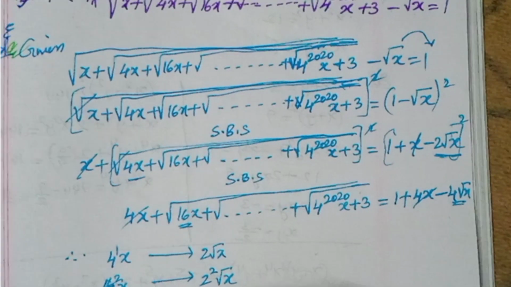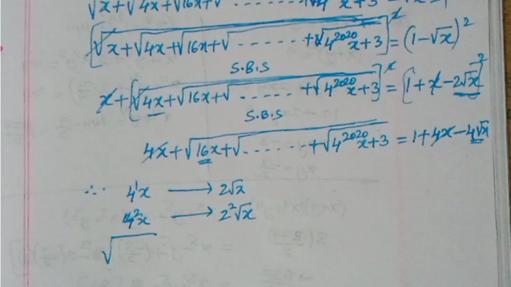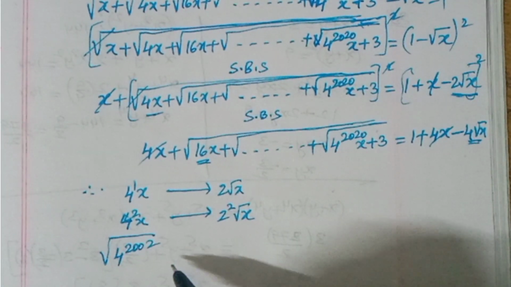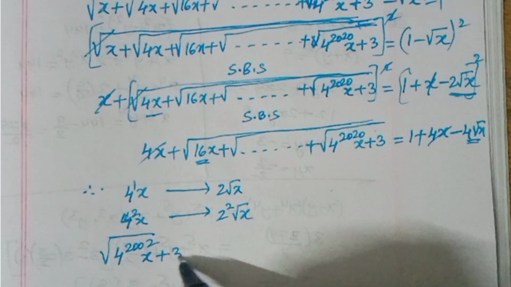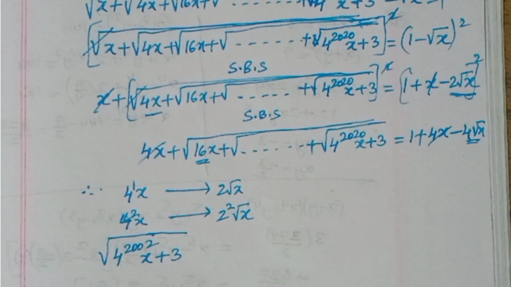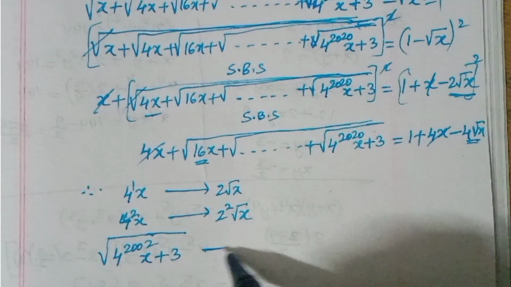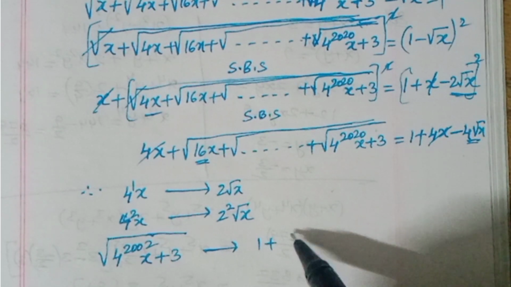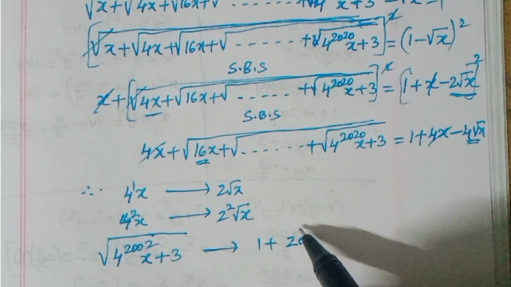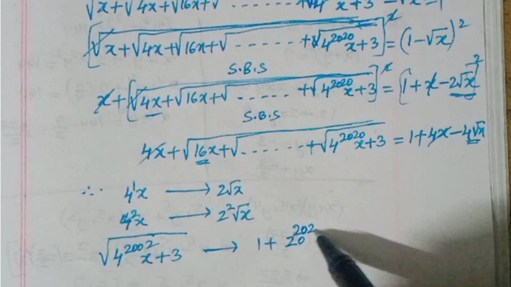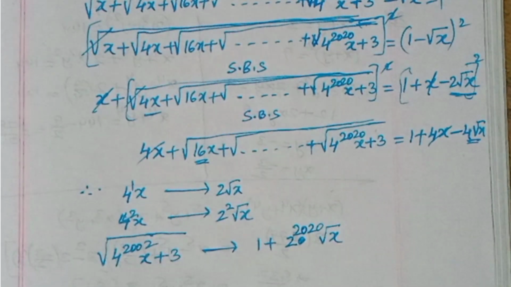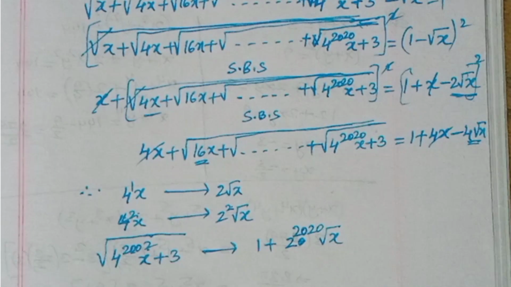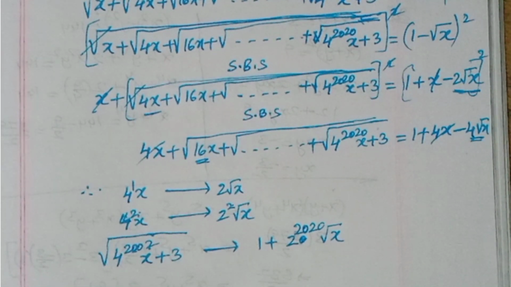Similarly, if you take the last term, square root of 4 to the power of 2020 x plus 3, what you will get here is 1 plus 2 to the power of 2020 root x. So here if you get 2, you get 2 here. If you get 2002, here also you will get 2020.